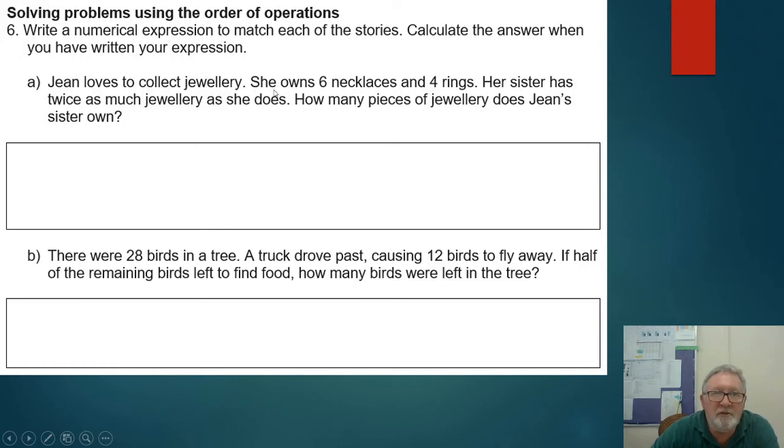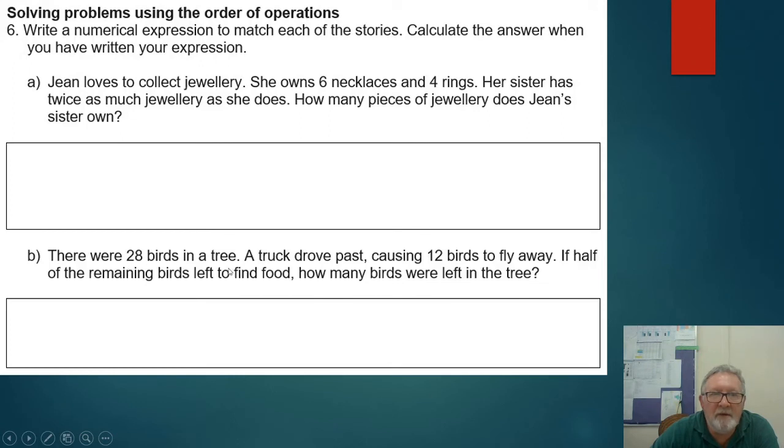Jean loves to collect jewellery. She owns 6 necklaces and 4 rings. All right, 6 and 4. The word and gives you a clue. Her sister has twice as much jewellery as she does. All right, twice as much is also a clue, and that's the sister. How many pieces of jewellery does Jean's sister own? That's fairly straightforward, I think, but you need to read it through and develop your own understanding of that to calculate it.